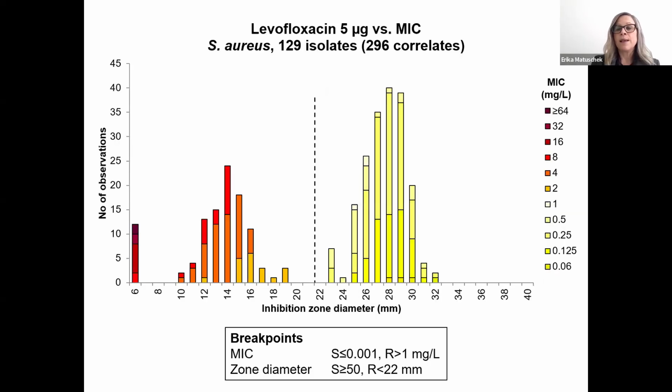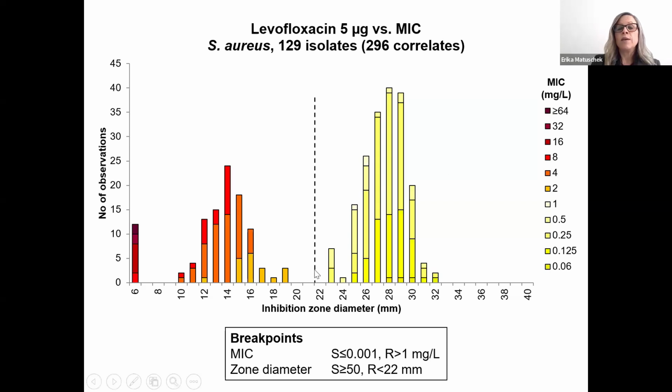So if we look at some examples, here we have a zone diameter distribution for Staph aureus and levofloxacin. You can see how the different zone diameters distribute. The colors of the bars correspond to different MIC values. In this example, for Staph aureus and levofloxacin, we don't have a susceptible standard dosing regimen category. So susceptible is green, the I category here is yellow, and resistant is red and orange.